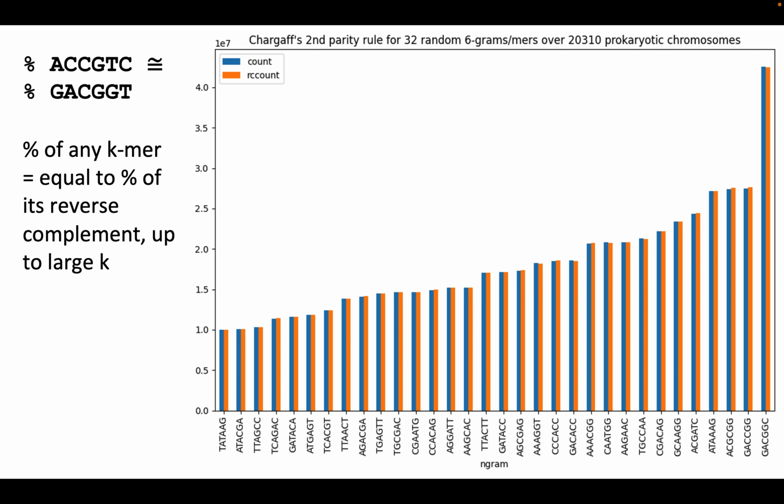Turns out that if you take a k-mer, like a 6-mer for example, and you reverse complement it, you find that the percentage of that k-mer and its reverse complement is the same. So if you take ACCGTC and you measure how much of that we see in all bacteria, and then you reverse complement it, you will find almost the exact same concentration. This is a graph that shows the correspondence for 32 random 6-mers, or hexamers. And either this is some kind of miracle or not, and no one really knows.